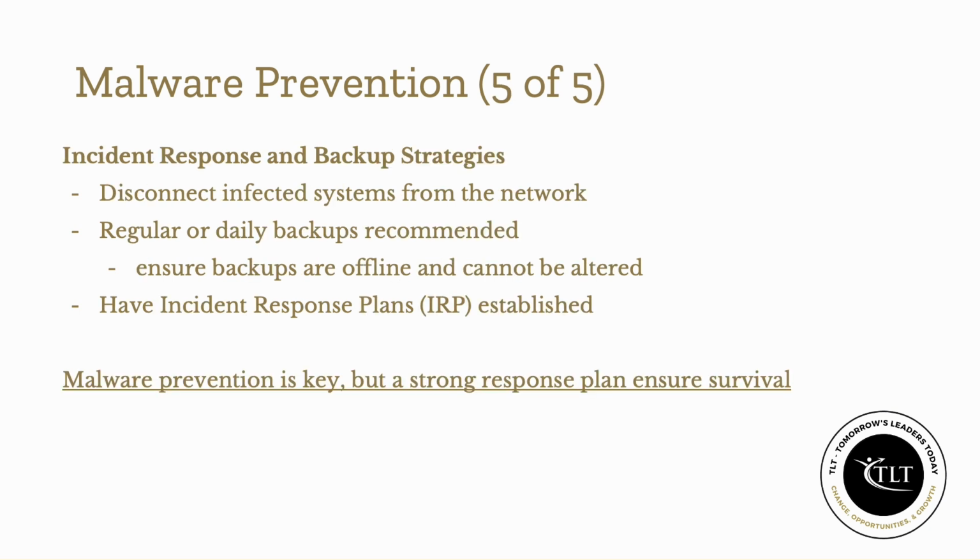Even with strong prevention, no system is 100% safe, so having an incident response and backup strategy is essential. When malware is detected, the first step is to disconnect infected systems from the network to prevent it from spreading. Regular backups, ideally done daily, are critical, but just as important is making sure those backups are often offline and immutable so malware can't encrypt or alter them. Having a clear incident response plan, or IRP, ensures everyone knows what to do when an attack does happen, reducing panic and speeding up recovery.